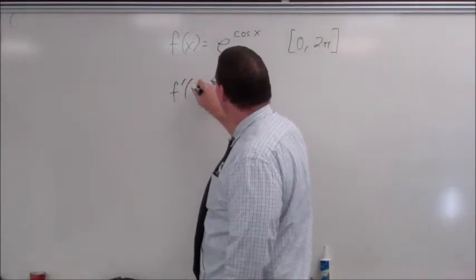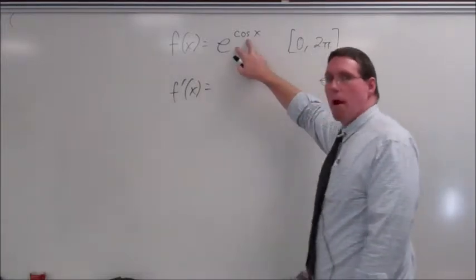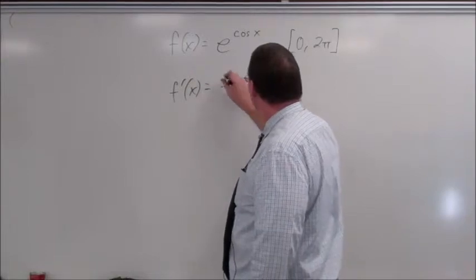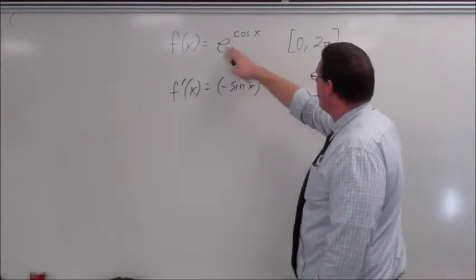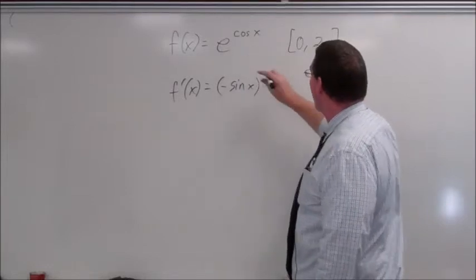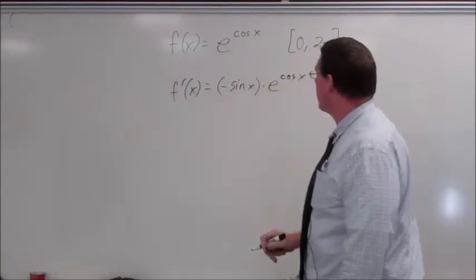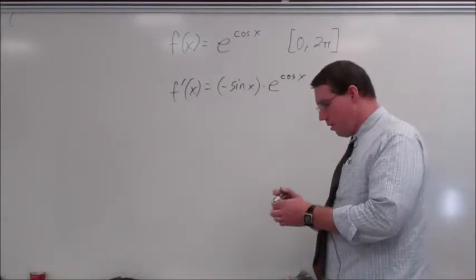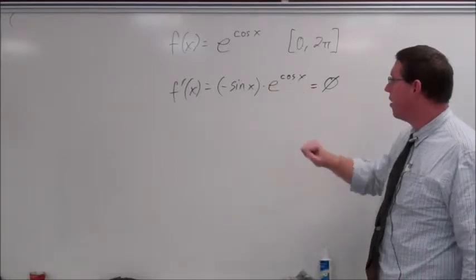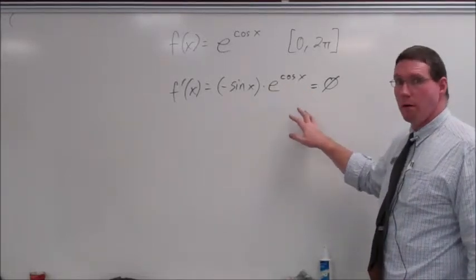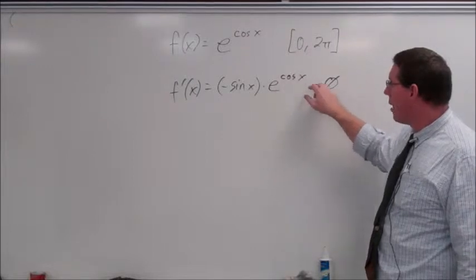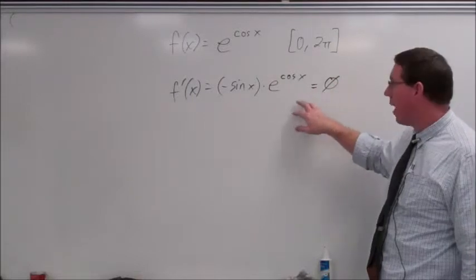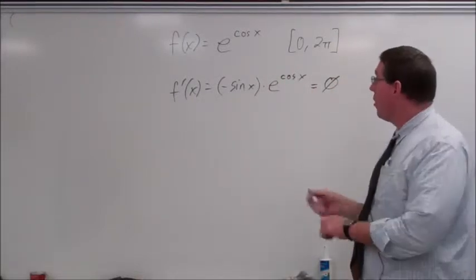So f prime of x, this is a chain rule problem. We're going to do the derivative of the inside, which is negative sine of x, okay, times the derivative of the outside, which is e to the inside unchanged, cosine of x. So there's your derivative. And we want to set this equal to 0. Well, there's something you need to consider here, and that's the fact that e to the cosine of x can never equal 0. Unless it has a y shift on the end, like negative 7 or negative 1 or something like that, e will never equal 0. So this will never equal 0.